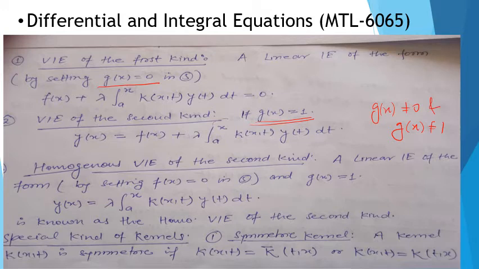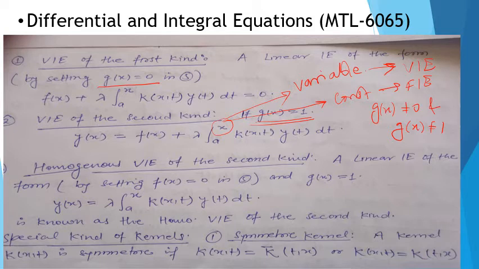Remember that if the upper limit is variable, and everything else is the same, then this integral equation is a Volterra integral equation. If the upper limit is constant, then this is a Fredholm integral equation. Homogeneous Volterra integral equation: let us consider f(x) equal to 0 and g(x) equal to 1. Then the integral equation is converted into this form. This is known as the homogeneous Volterra integral equation.